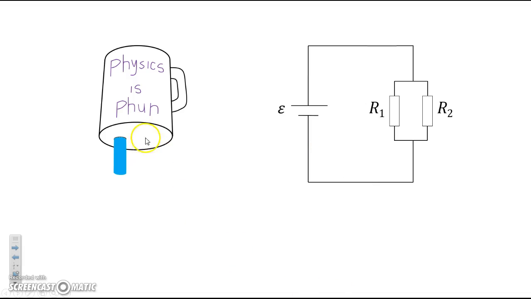If you block off this hole, then you still have as much water flowing through this hole. And in the same way, if you were to open a switch right here, now you've blocked off current from using R2. So you still would have as much current going through R1 as before. You haven't changed its resistance, in the same way you haven't changed how big this hole is. So you still get as much current going through R1 as before.